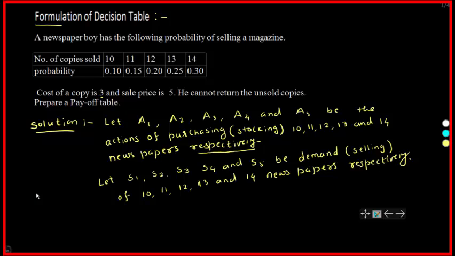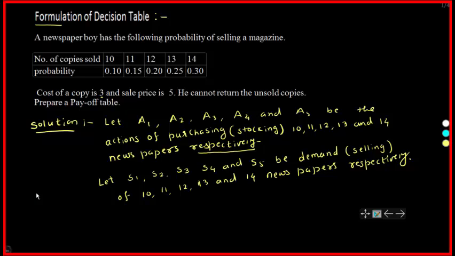What are the states of nature here? Here the states of nature is the demand. If demand is 10, then he can sell the 10 units. Demand is 11, then he can sell 11 units or 10 units. Suppose he has stocked only 10 units or he has purchased only 10 units and if demand is 11, then he has to sell 10 units and tell his customer to take a newspaper from another stall.